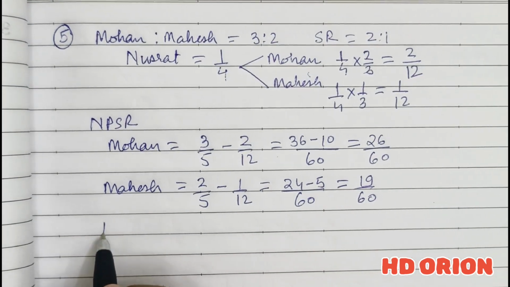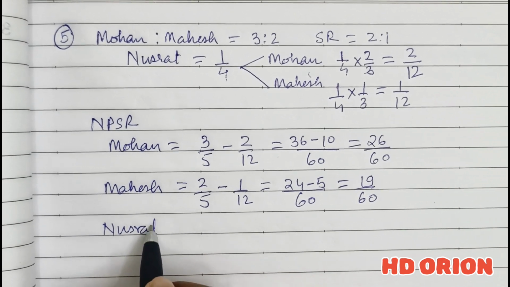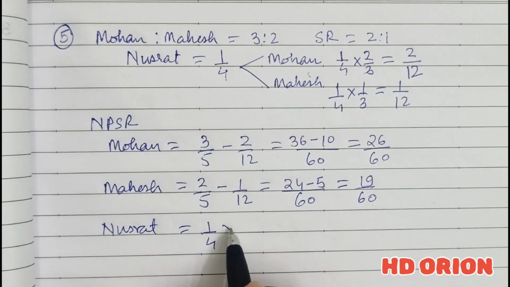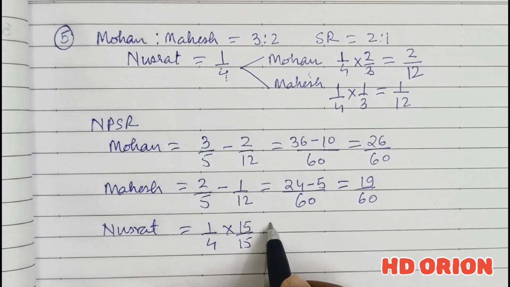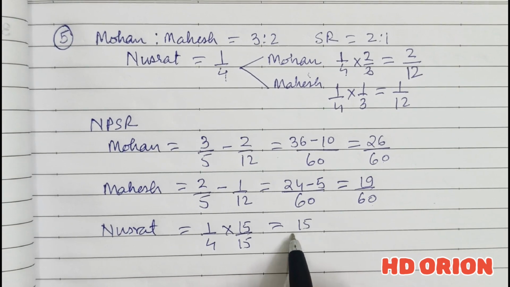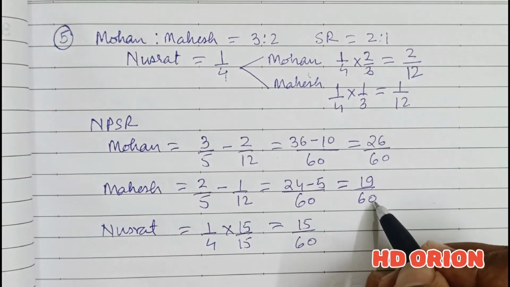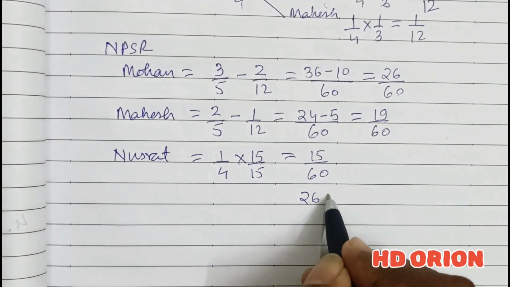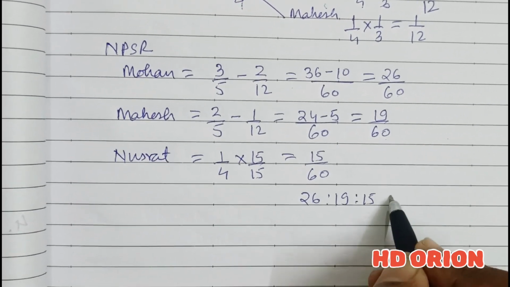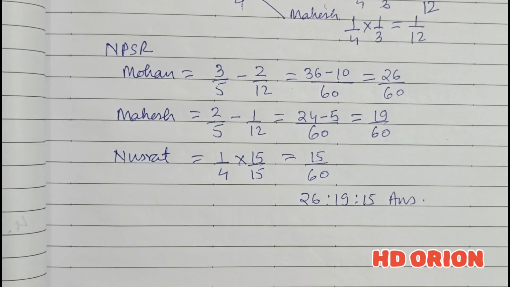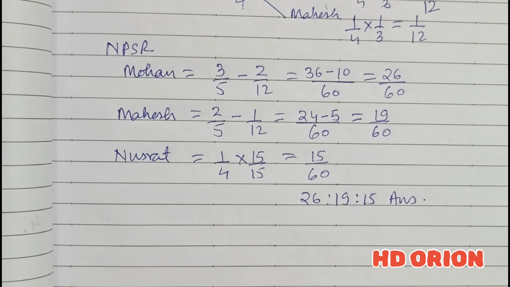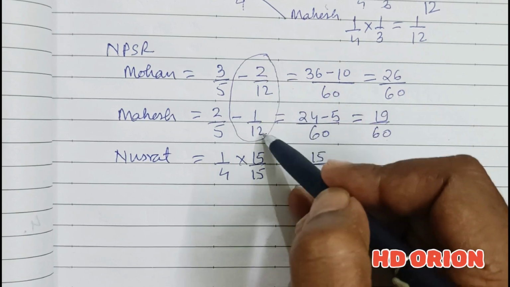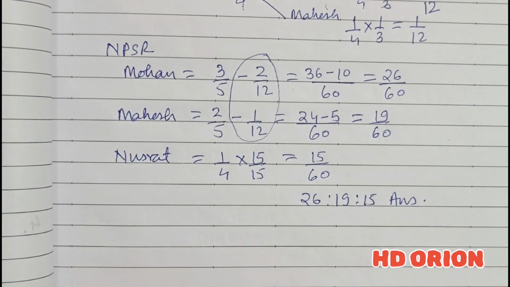And third partner Nusrat. Nusrat is having how much? 1/4. But here the denominators are 60. So we will multiply and divide it by 15 to make the denominator 60. Now it is 60. So when the denominators are same, the numerators can be said as the profit sharing ratio. That is 26:19:15. So this is the answer. And sacrificing ratio is already known to us. Even if you see here, you will understand that this is the sacrificing ratio, which is 2:1.